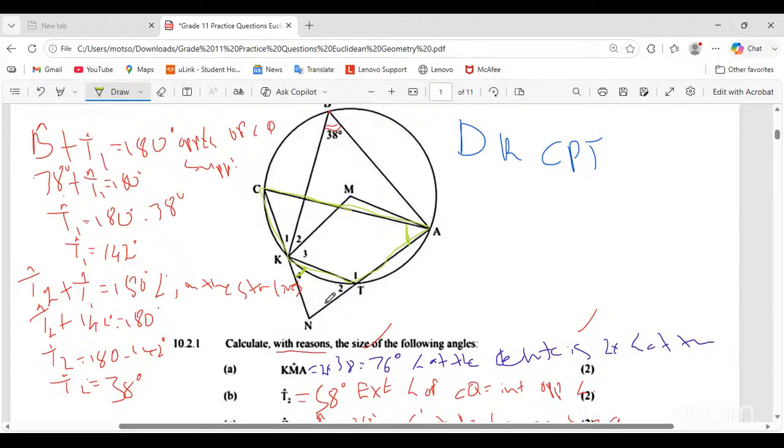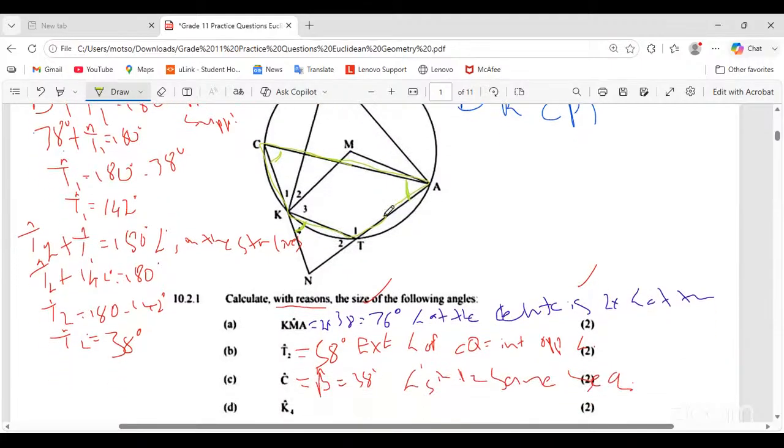Remember, we were given at first that NA is equal to NC. Therefore, NCA is an isosceles triangle. Therefore, this angle here is also equal to that angle because NCA is an isosceles triangle. Now, how can we find A? Since this one is 38, A will also be 38.